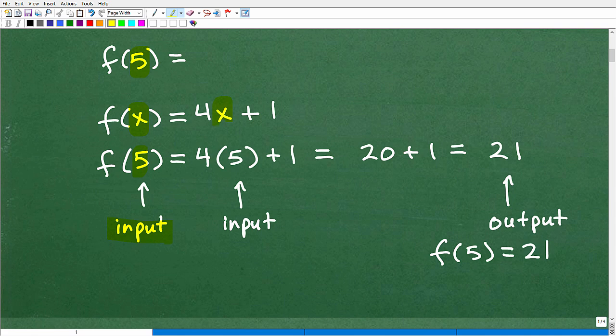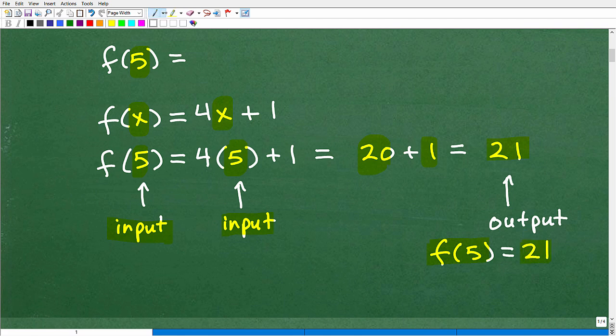It's 5, so wherever I see x, this is my input. These variables over on this side of the equation of the function is where I'm going to plug in my input value. So I want to know what f of 5 is, so I'm going to replace each one of these x's with 5. Of course, there's only one x here, so I have 4 times 5 plus 1, which is 20 plus 1, which is 21. That's my output. So f of 5 is equal to 21.